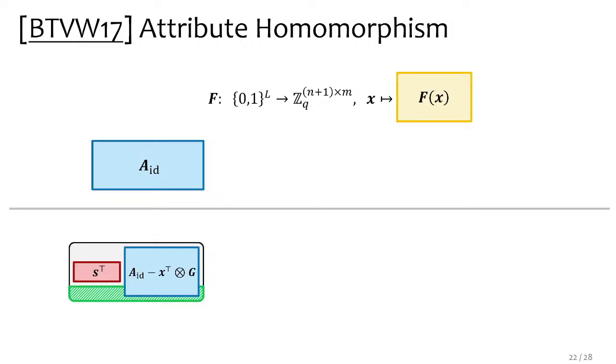Okay, and we also need the BTVW attribute homomorphism, which is an extension of the BGG homomorphism. So previously, we could do homomorphic evaluation for any Boolean function, but now we can do homomorphic evaluation for matrix-valued functions, where this matrix is also of the same shape as an LWE public matrix. So if you do the public key evaluation on the master public key, you will get the matrix corresponding to this matrix-valued function, which will also have the same shape as the matrix for a one-bit function.